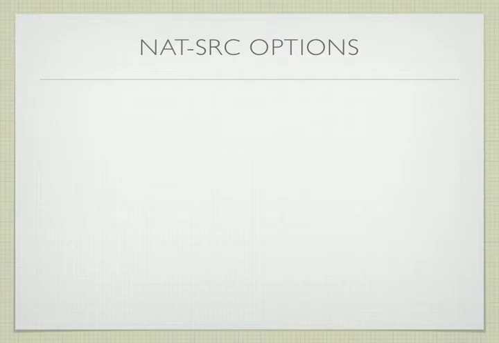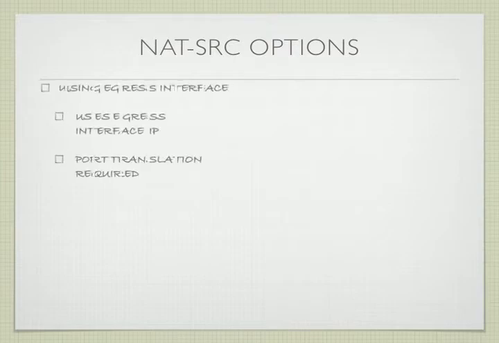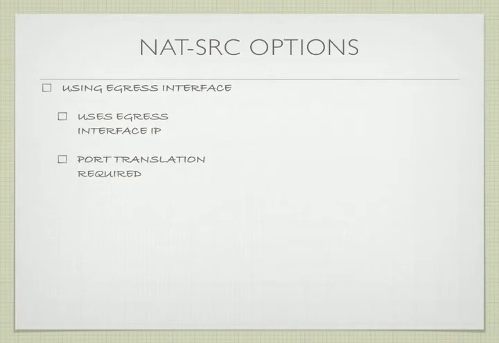Okay, there are various options available for configuring source NAT. When you're using the egress interface, it will use the interface IP address, and it will always do port translation. So this option to select the egress interface is equivalent to the interface-based NAT that we discussed in a previous lesson. So this is the standard method then for a whole bunch of computers on a private network that are just going to share an egress interface for internet access.